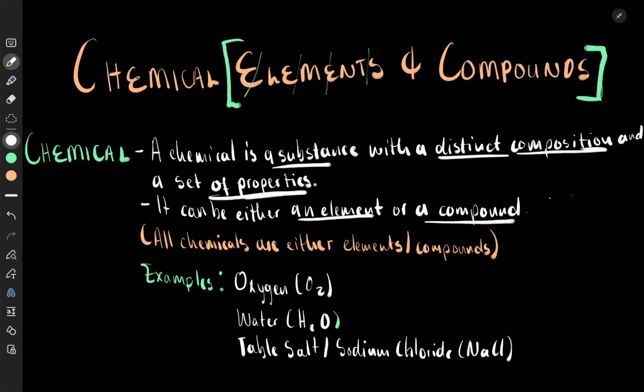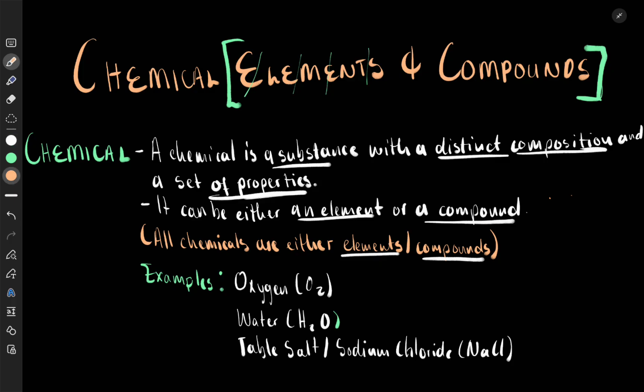In summary, all compounds are chemicals and all elements are chemicals. So all chemicals are either going to be elements or compounds. If you take chemicals, you can separate them into either elements or compounds. That is a chemical, something which will have a distinct set of properties.